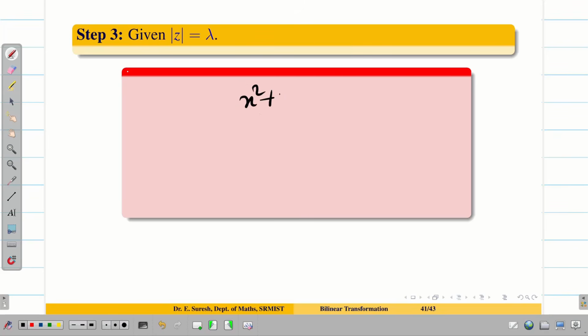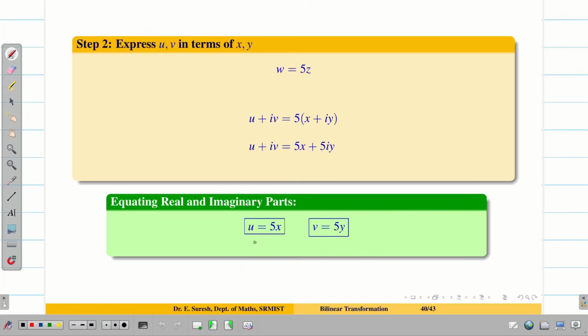For that, let us take the equation x square plus y square = lambda square. Let us go back to step 2. Here we have u = 5x, but I need x.